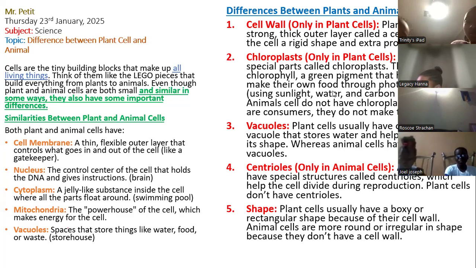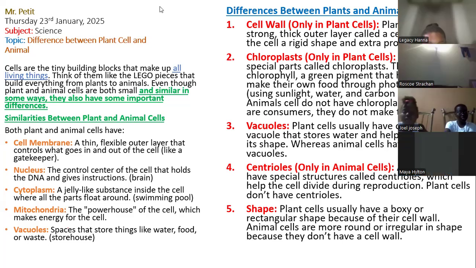Vacuole. Go ahead. Their vacuole, cytoplasm, nucleus, cell membrane, and mitochondria. And what else? And they have vacuoles. Very good.